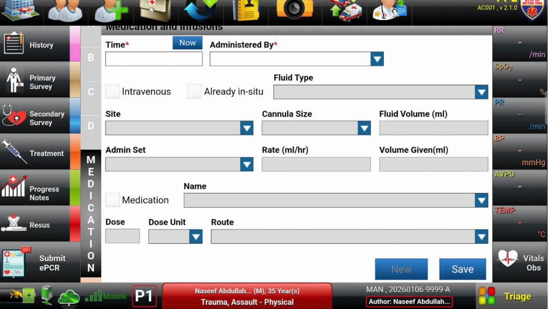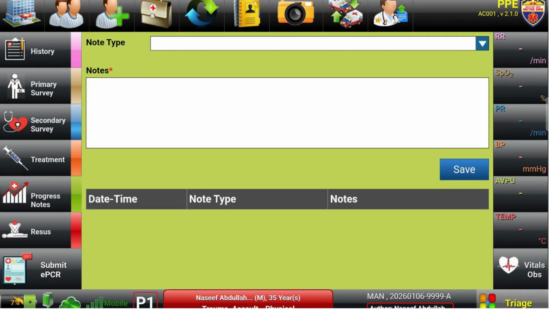Under medication and infusions, EMS providers logged onto the ePCR would have the scope of practice already documented. Based on that, whichever provider administered the medication, they will only be able to select the medication type within this scope. The progress notes now offer dedicated headings specific to the patient interaction and journey.